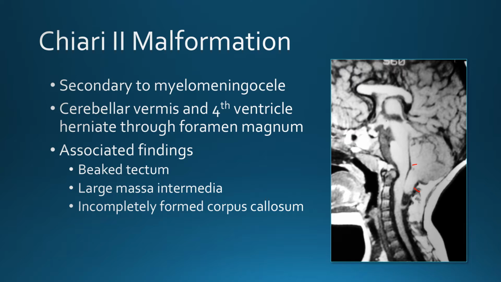We also see some associated intracranial findings. Frequently they have a beaked appearance of the tectum here. You can see it comes to a nice beak. Large massa intermedia. Incompletely formed corpus callosum. And these other things may or may not always be present.